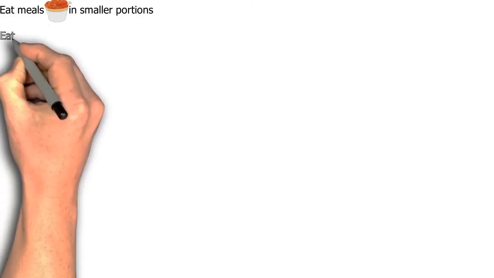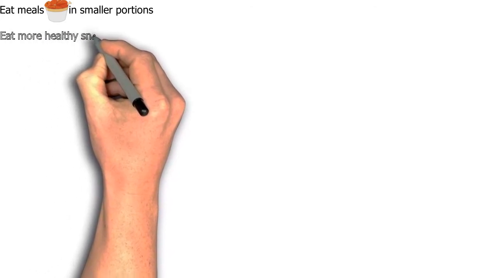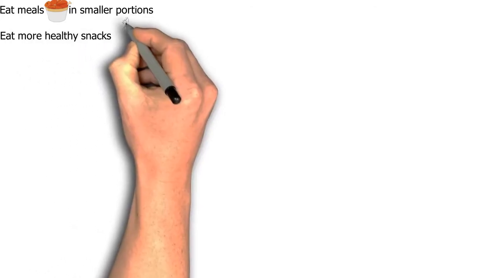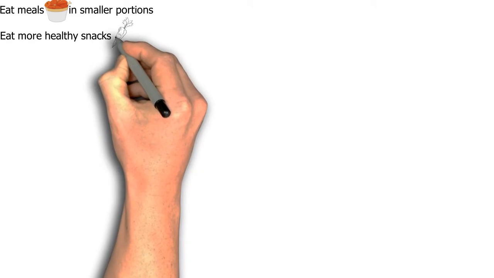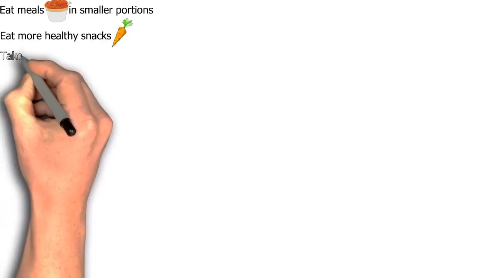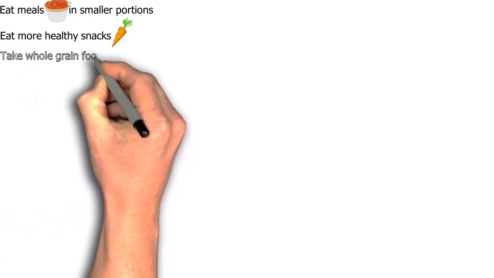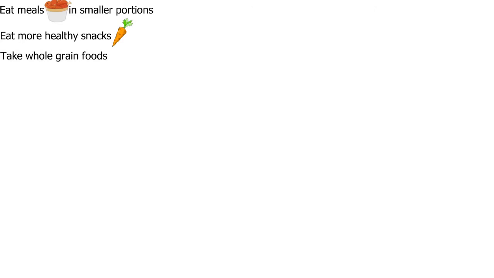9. Eat more healthy snacks like dried fruits and nuts, fresh fruits, cut up veggies or yogurt. 10. Substitute whole grain foods for white bread, rice and cereals. You will not only cut fat and calories, but whole grains have been proven to reduce the risk of colon cancer by increasing the fiber that your body needs.